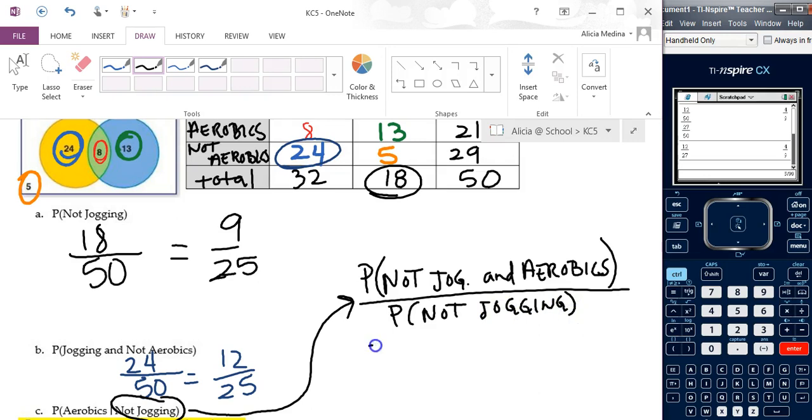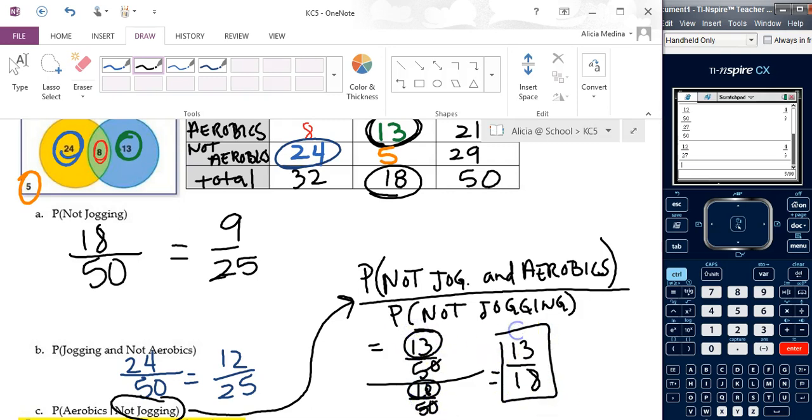All right, so what does this simplify to? So where does my non-jogging meet my aerobics? So non-jogging meeting my aerobics would be right here at 13. So that's going to be 13 out of my 50 total people, all divided by our non-jogging people. So non-jogging is going to be 18 out of 50. So this is going to be simplified to 13 over 18, right, because my denominators become 1, and I only have my numerators to simplify.